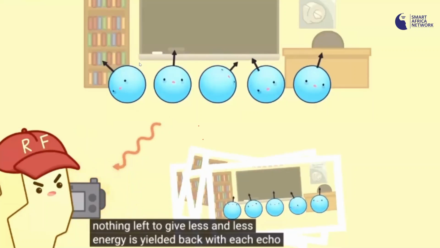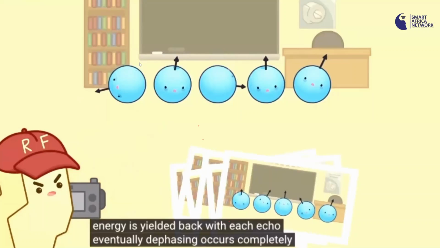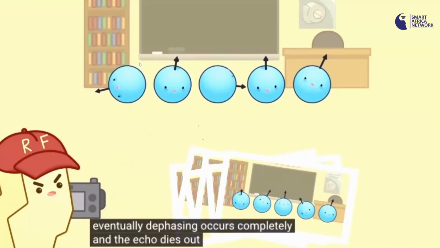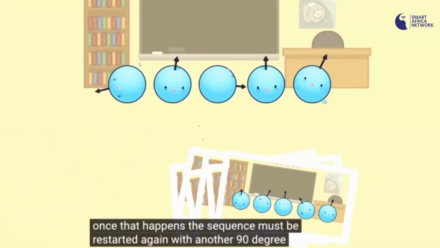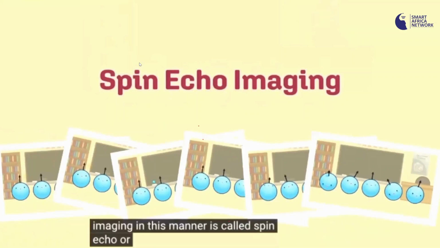Less and less energy is yielded back with each echo. Eventually, dephasing occurs completely and the echo dies out. Once that happens, the sequence must be restarted again with another 90-degree pulse. Imaging in this manner is called spin echo or fast spin echo imaging.